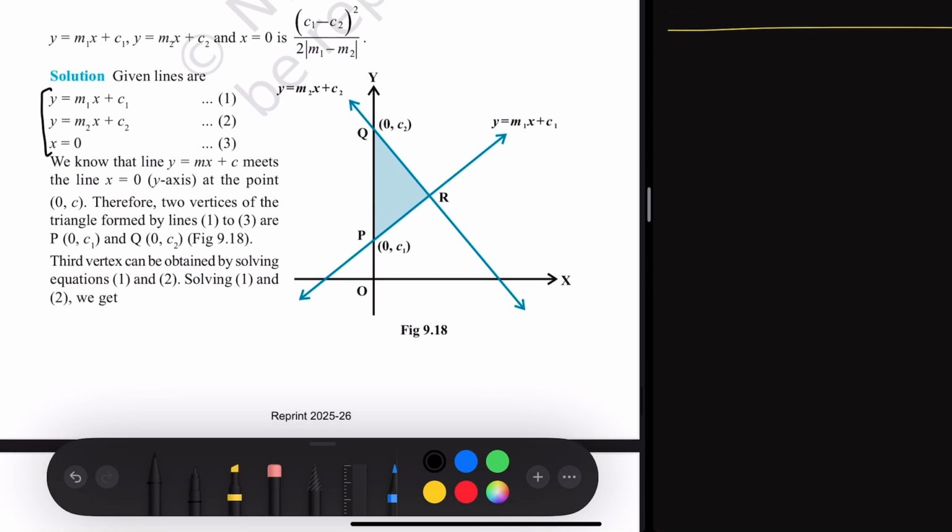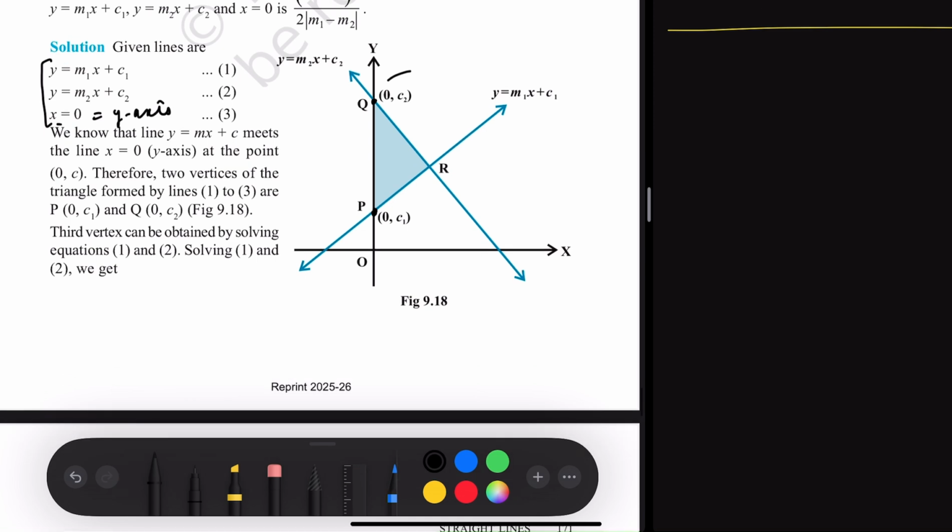So the concept is that if you put x = 0 in equation 1, you will get y = c1. So this is the point of intersection of equation 1 and the line x = 0, which is nothing but the line equation of the y-axis. Similarly, if you put x = 0 in equation 2, you get the point of intersection as (0, c2). So we have these 2 points.